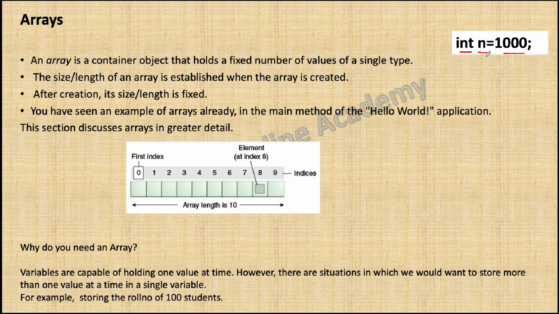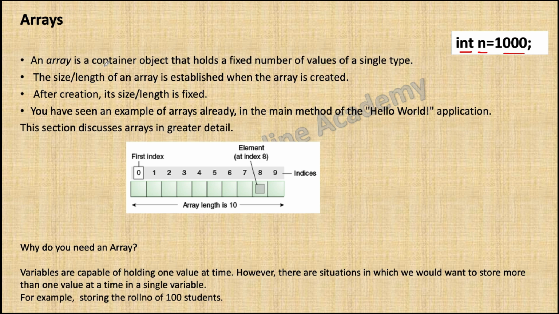But variables are capable of holding only one value at a time. So this variable n can store only one value at a time. What if there is a situation in which we want to store more than one value at a time in a single variable? What if I want to store roll numbers of 100 students? Should I declare 100 different variables? Here comes the need for arrays. Instead of creating 100 different variables, I can create one array variable. So in this scenario, we need an array.